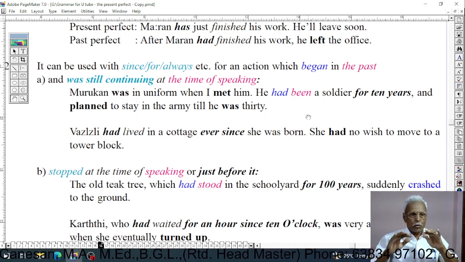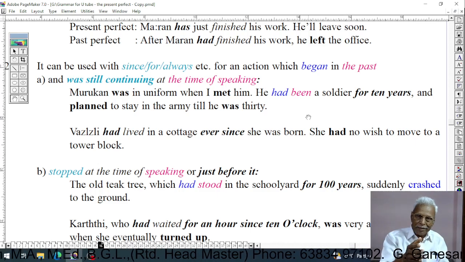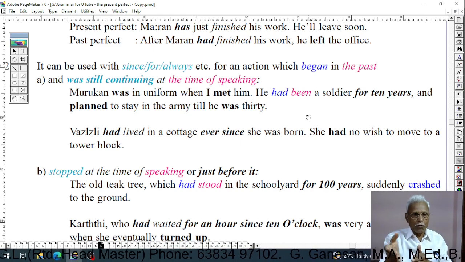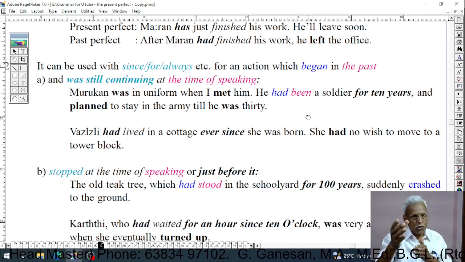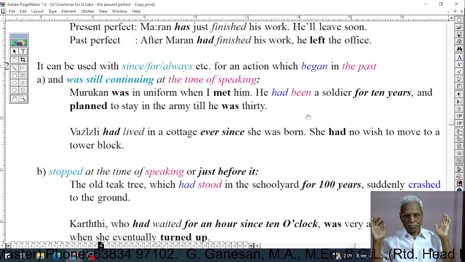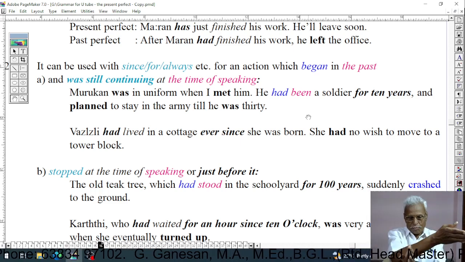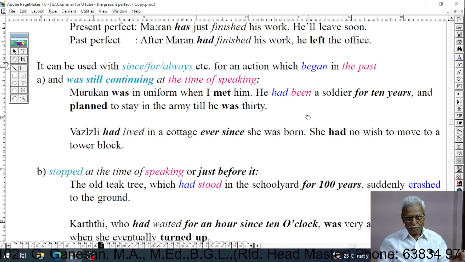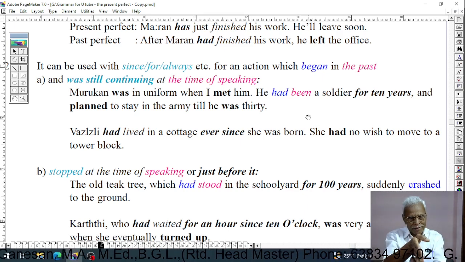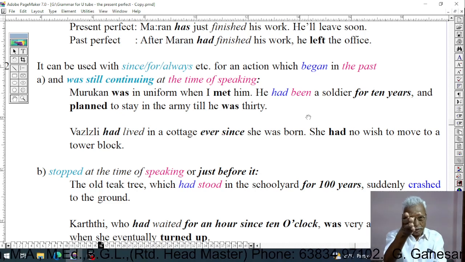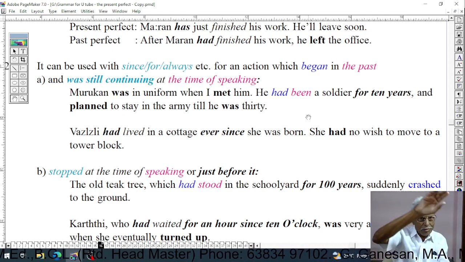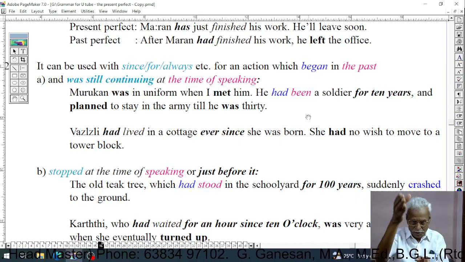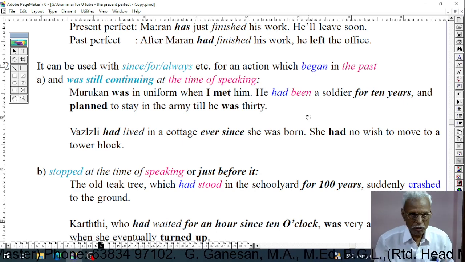He planned to stay in the army till he was 30. So all these actions happened in the past, but the main action of Murugan being in the army was continuing. Even though it started earlier, it continued till the time of speaking and after it.